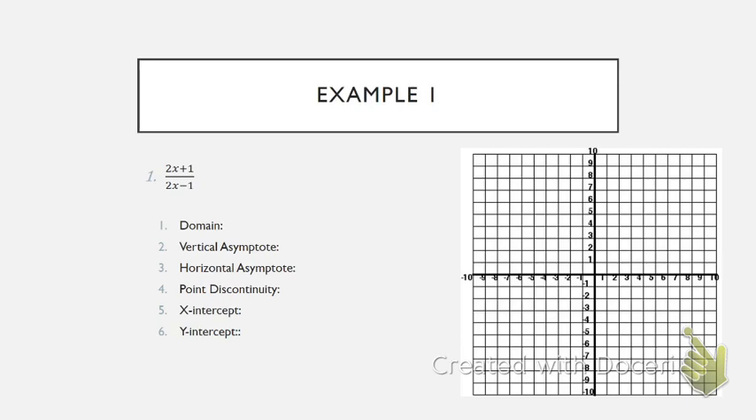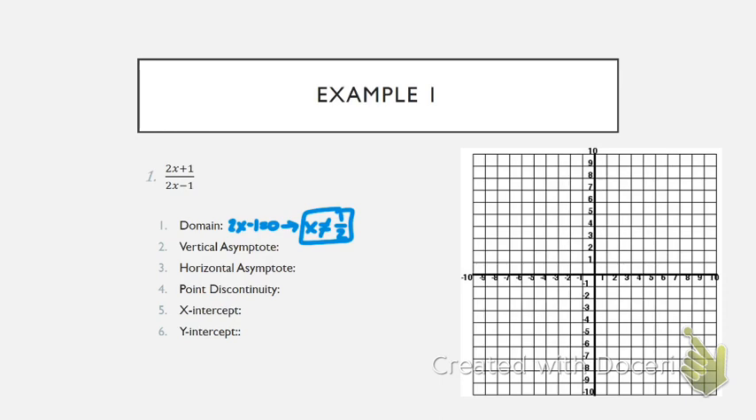The problem with the domain is any x value that makes me divide by 0. So if I go to the denominator, and if x were to equal 1/2, we would have an issue. I'm not going to actually show myself solving that, but if x were 1/2, we would run into a problem, because that would make us divide by 0. So my domain is x is not equal to 1/2.